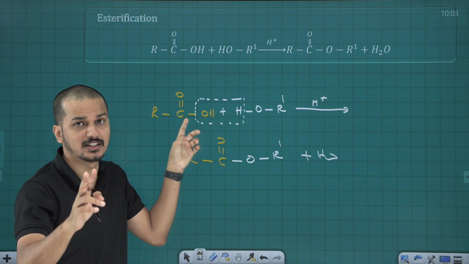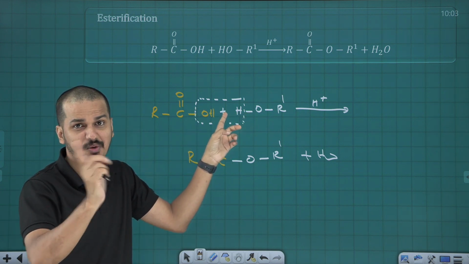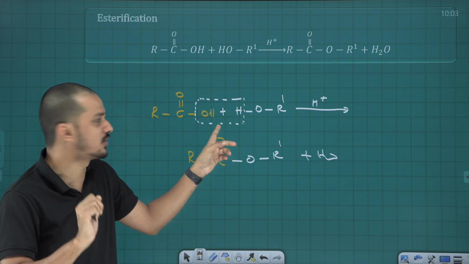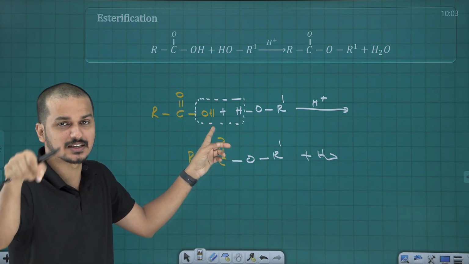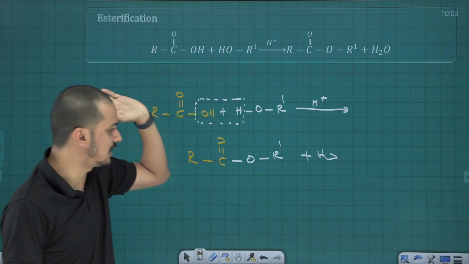From acid, OH is removing. From alcohol, H is removing. Okay, don't take it in reverse way. This is according to the Fischer esterification mechanism we learned in the classes. If you have doubt, you can check the description box. It will be there. Don't worry. So that is the esterification reaction.